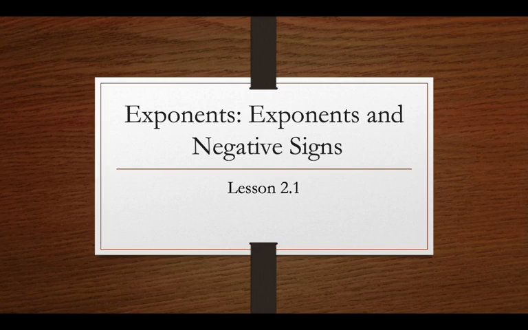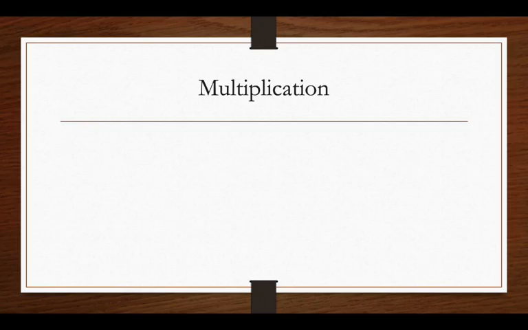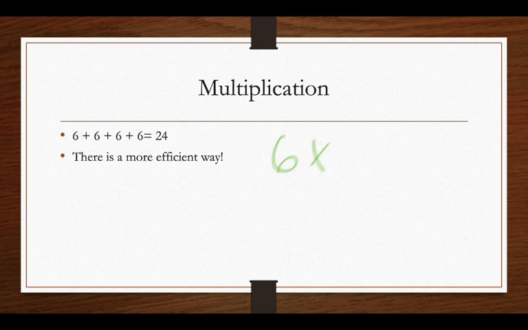All right, we're going to learn how to multiply. I would suggest that you open up your book to where we are. If I was to write 6 plus 6 plus 6 plus 6 equals 24, isn't there an easier way to write that? 6 times 4. There's got to be a more efficient way. So 6 times 4 equals 24, that is way better, right? I don't want to write 6 plus 6 plus 6 plus 6. I want to write 6 times 4, all right?